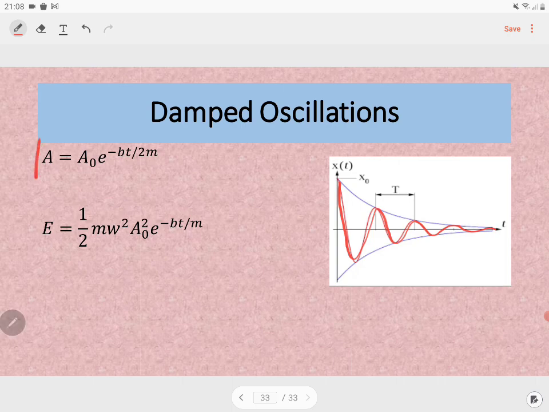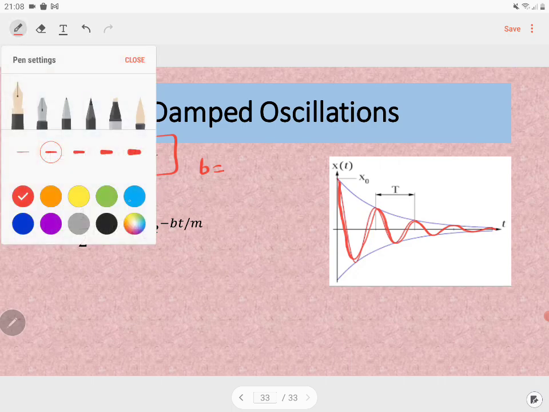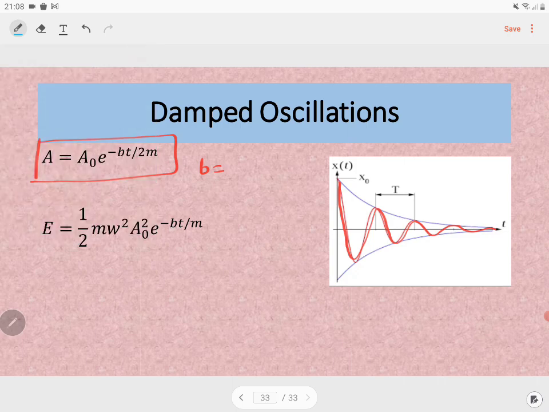How does the amplitude decrease exponentially? This is the equation. Here A naught is the initial amplitude and b is called the damping constant. The damping constant depends on the damping force, the frictional force or viscous force. Then m is the mass of the particle executing SHM.